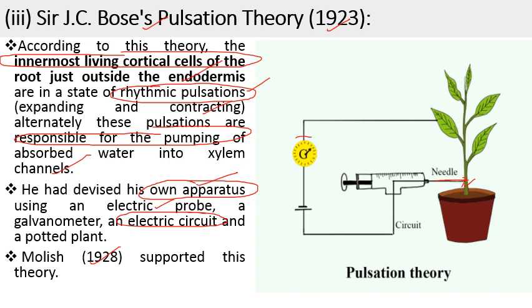and it was connected with this galvanometer through an electric circuit, and he observed there were small deflections in this meter due to these pulsatory movements, and he thought that these pulsatory movements are responsible for the upward direction movement of water. So because of these pulsatory movements there is upward directional movement of water, and these are the basic reasons for absorption of water in plants.